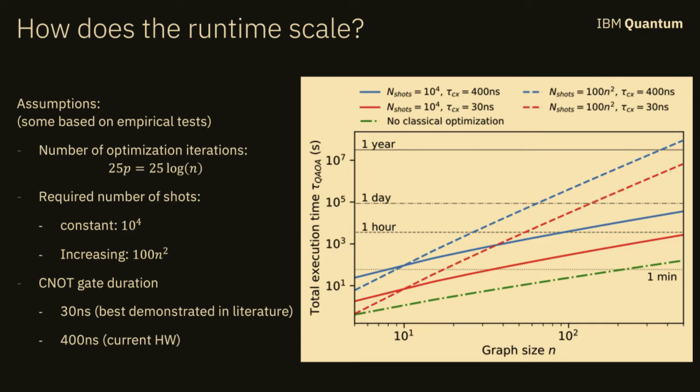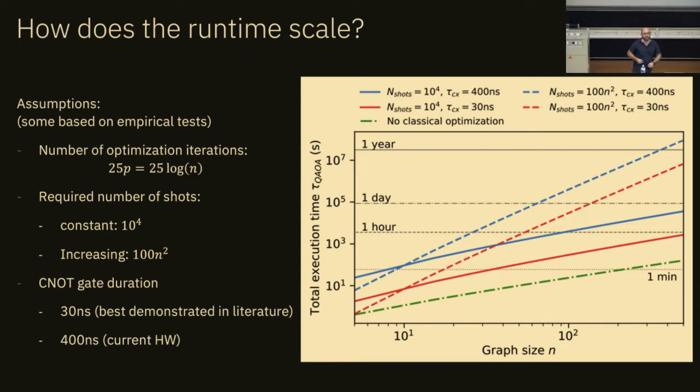This is what we did then here. So this tells us, and I go through these assumptions in a second, for a certain problem size, how long we expect QAOA to run. And so the assumptions are first, the number of iterations of our optimizer, or how long the optimizer takes. And from some empirical tests, we tested different instances, it looked like 25 times the number of layers. The number of layers indicates the number of parameters in our problem.